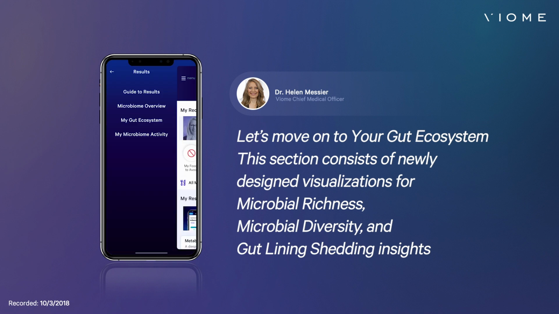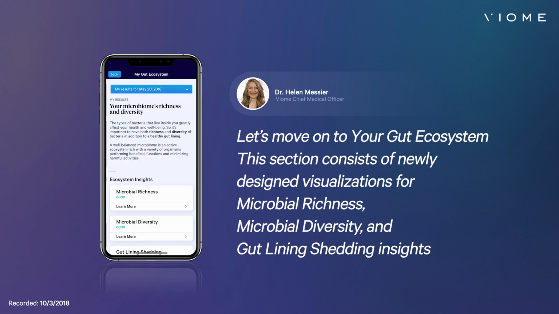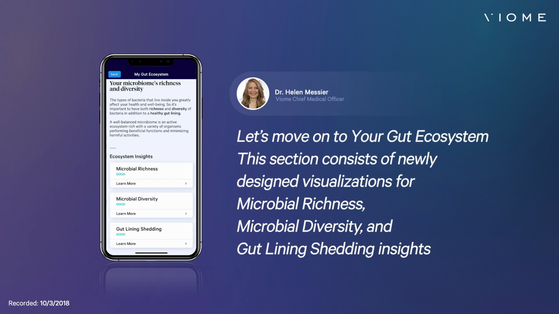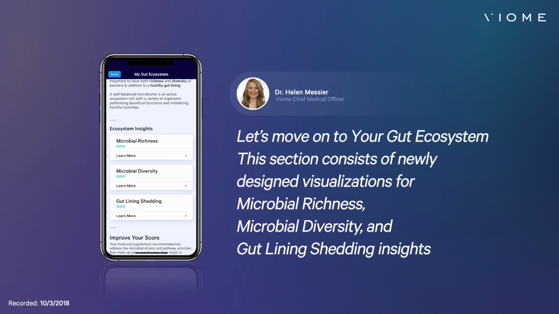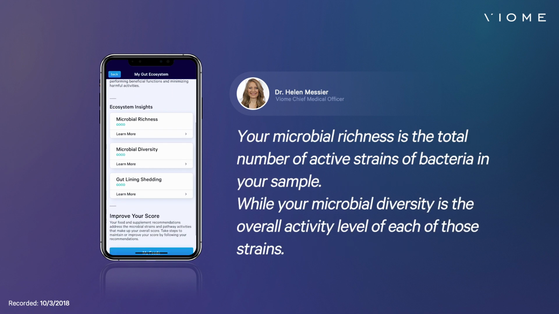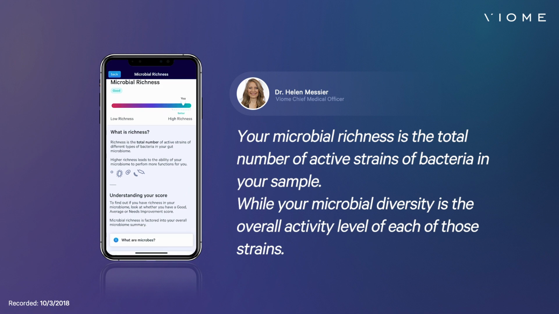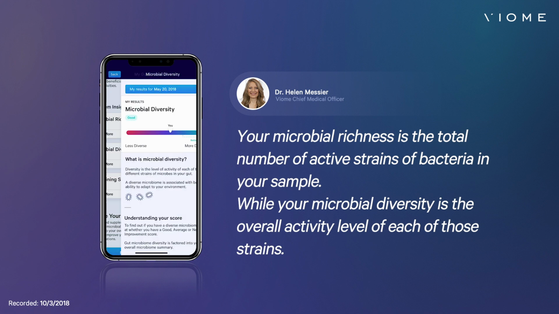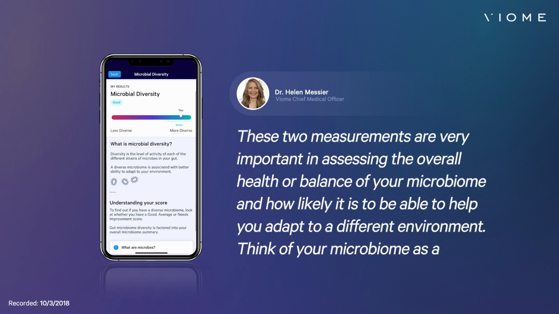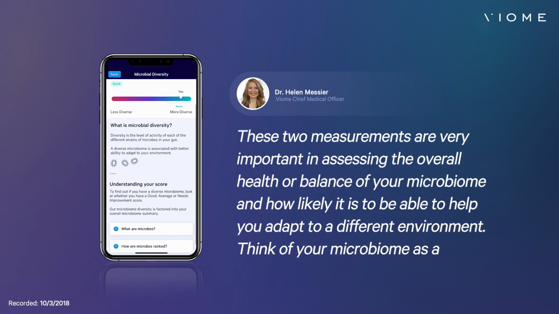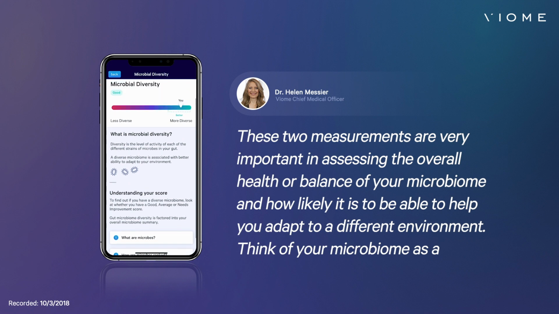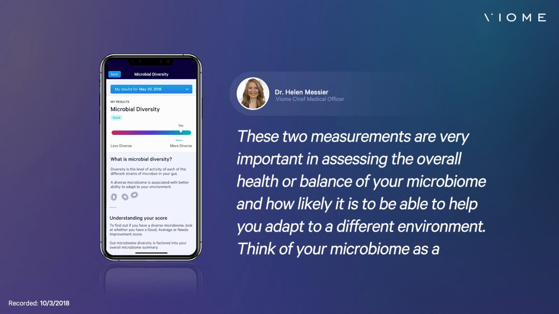This section consists of newly designed visualizations for microbial richness, microbial diversity, and gut lining shedding insights. Your microbial richness is the total number of active strains of bacteria in your sample, while your microbial diversity is the overall activity level of each of those strains. These two measurements are very important in assessing the overall health or balance of your microbiome and how likely it is to be able to help you adapt to a different environment.